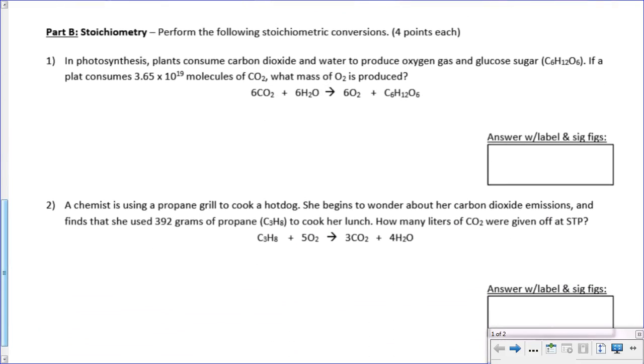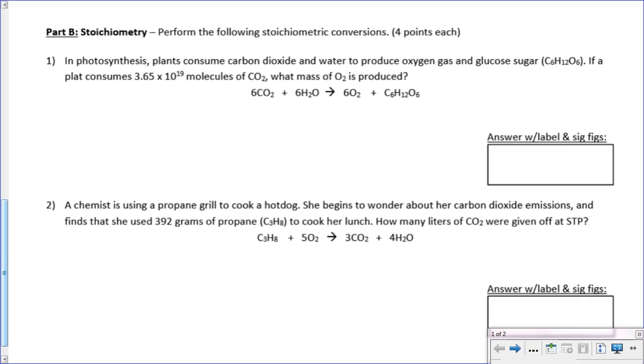The bottom part here, these are 2 problems that are more stoichiometry proper problems where you're going from units of one substance in the chemical equation to any units of anything else in the chemical equation. It gives us the photosynthesis reaction, and it tells us that we have 3.65 times 10 to the 19th molecules of CO2, and it asks us to calculate the mass of O2 that's produced. So we're going from particles of CO2 to the mass of O2.